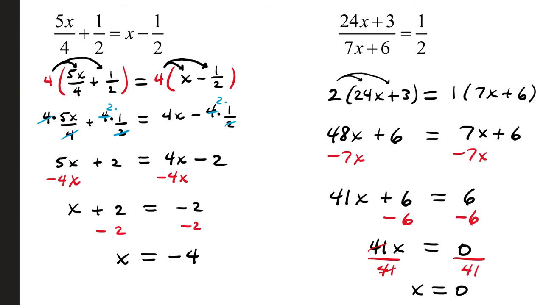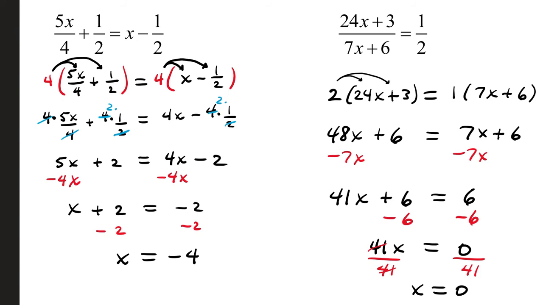Moving the variables to one side, let's subtract 4x from both sides. That leaves 1x plus 2 equals negative 2. Moving the constants to the other side, subtract 2. That gives us x equals negative 4, and that's a conditional equation which is satisfied by x equals negative 4.